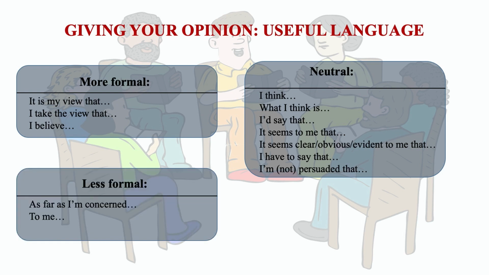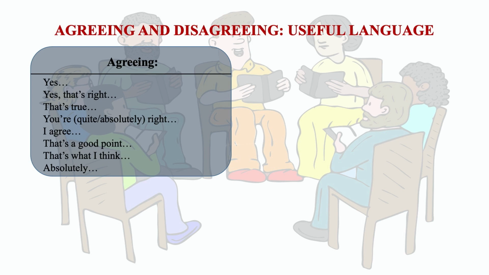There are also some less formal expressions to give your opinion. These expressions can be used in informal situations or when the interaction is semi-formal. These expressions are, "As far as I am concerned," "I think," "To me." Now we are going to look at some useful language to agree and disagree in an interaction. When learners want to indicate that they agree with something, they can use expressions such as, "Yes, yes, that's right. That's true. You are quite right. Oh, you are absolutely right. I agree. That's a good point. That's what I think. Oh, absolutely."